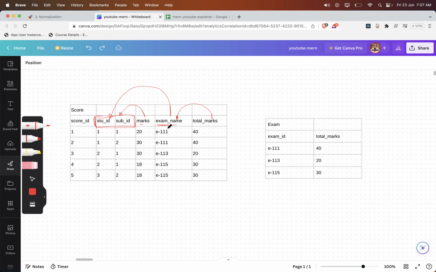Just write it in the exam table like this, column by column. So there is no transitive dependency. The transitive dependency has been deleted, and here there is a reference key, a foreign key. This is what the third normal form is.